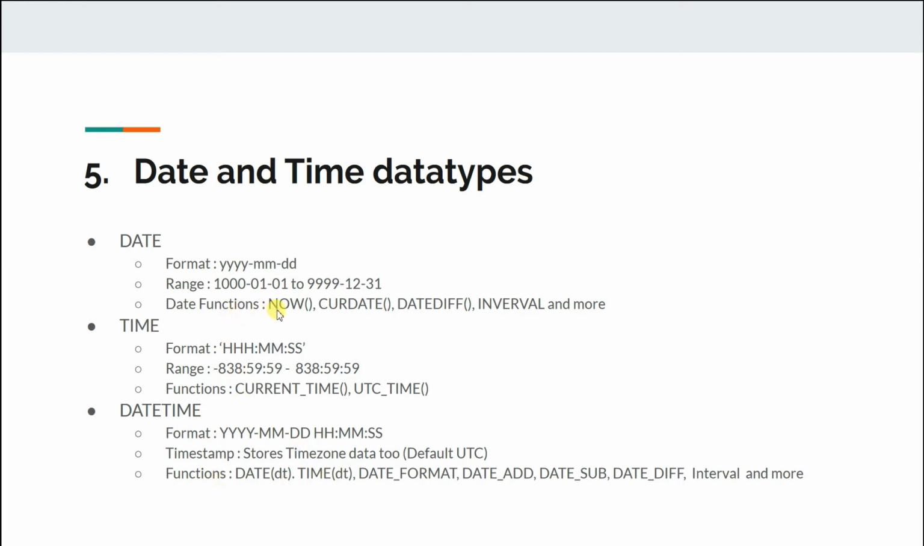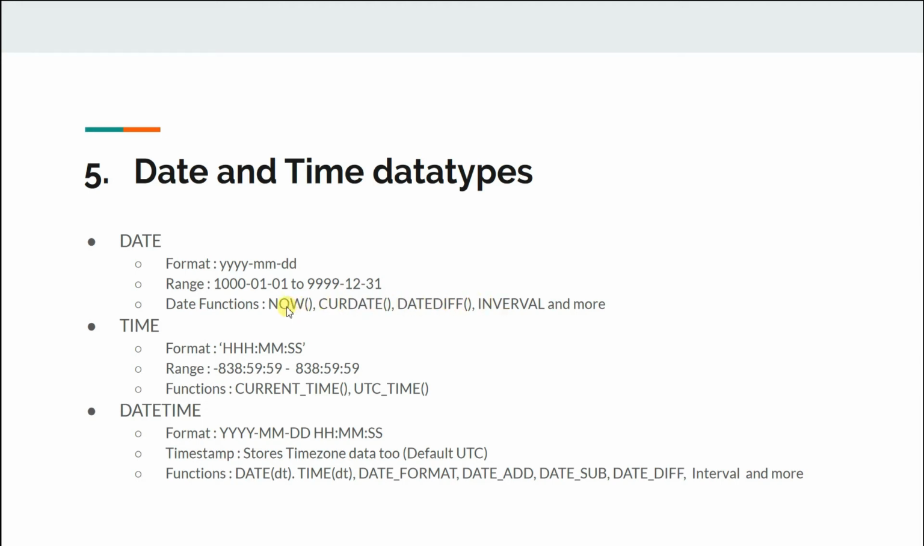So whenever you write the date function now, it is saving the current time. Okay, and if you just want to get the current date, you get it like this, and there are current time functions, UTC time functions, and for datetime you have functions that give you both date and time in this format. Okay, so let's go over it one by one, and we will do some examples. So the format, by default, is like this. Okay, year, month, and date. It can range from this to this, and we have date functions like now, current date, date difference, and interval.